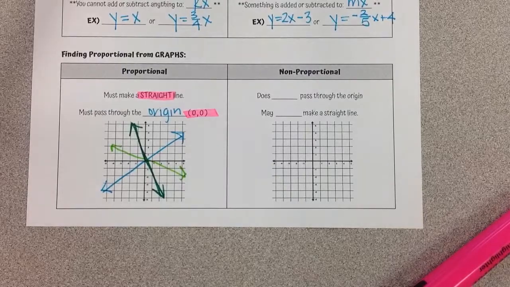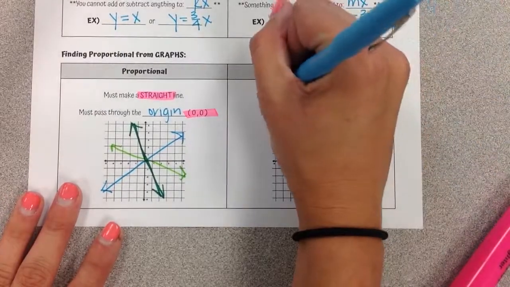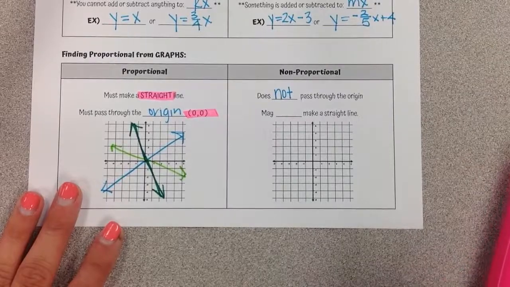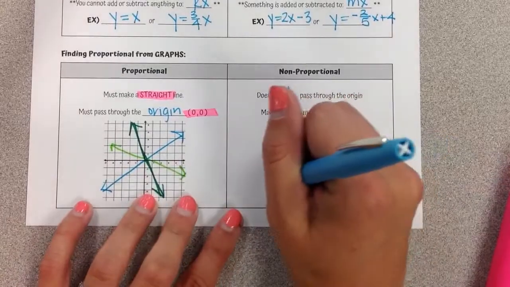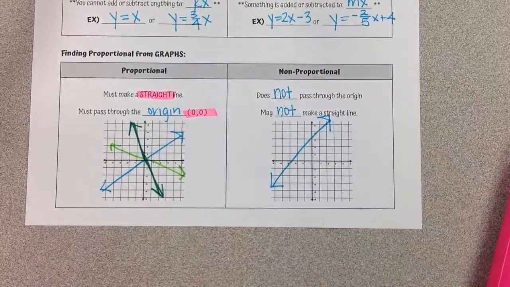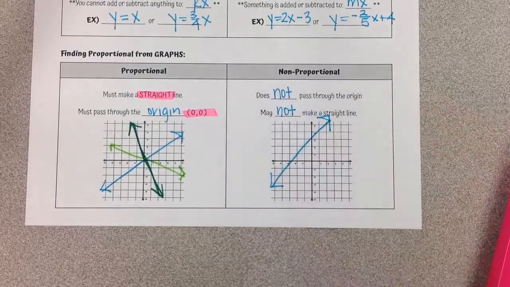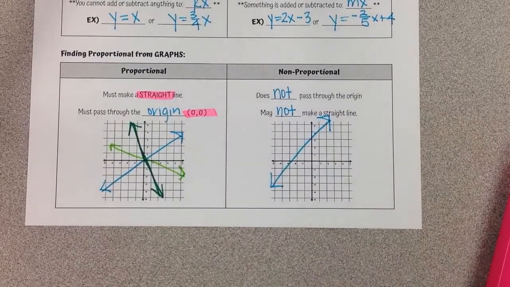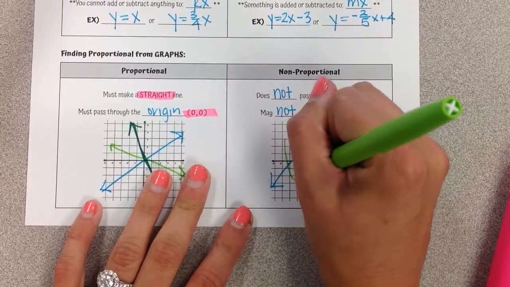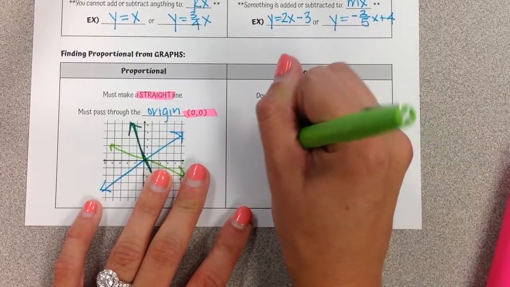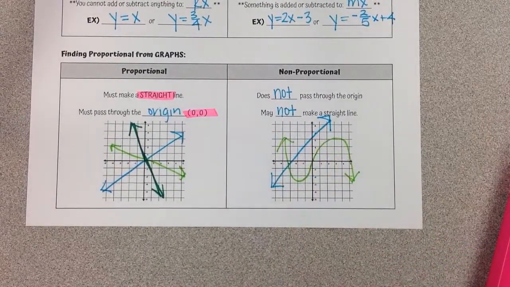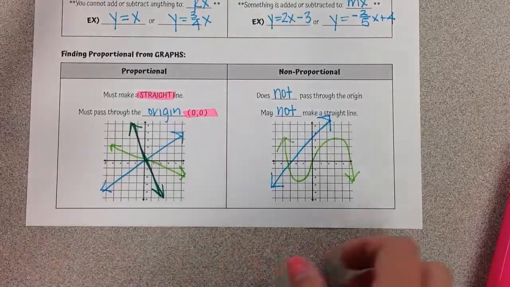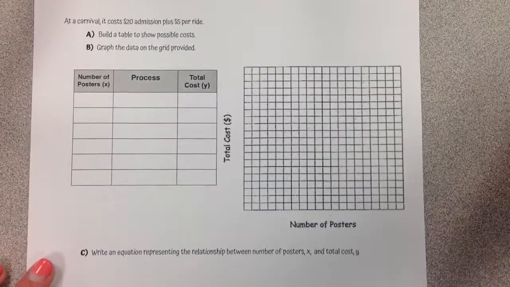On the other end, it is not proportional if it does not pass through the origin, and it may or may not make a straight line. So one example would be, this line is not proportional because even though it's straight, it does not go through the origin. This would be an example of something that is not proportional, even though it goes through the origin, it is not a straight line. Okay? So those are the three different things that we look at to see if it's proportional.